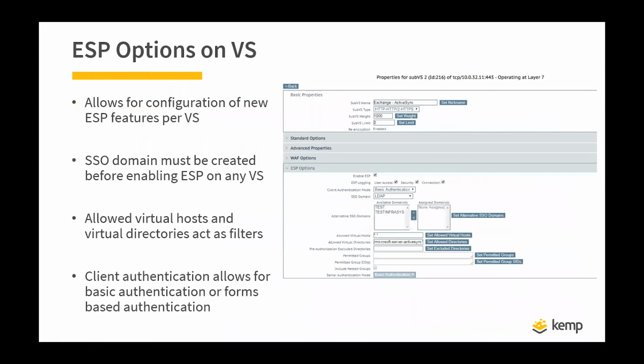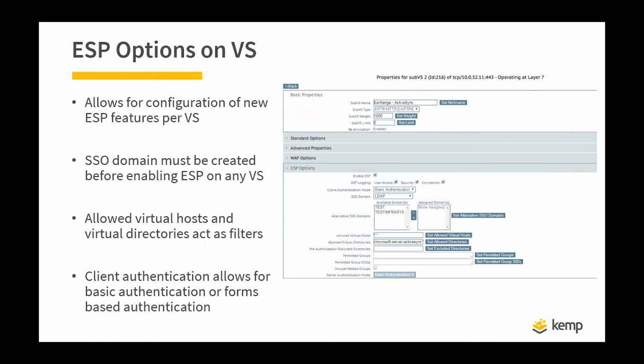Putting this onto the load balancer itself, how this works is simply you would need to create a virtual service on the load balancer and then click enable. If you do it the other way around, what will happen is that the load balancer will say you need to create a single sign-on domain. There are two ways that you can use reverse proxy, either as authenticating clients, as in the client authentication mode at the top, or server authentication mode at the bottom.